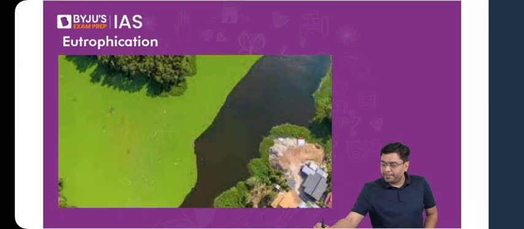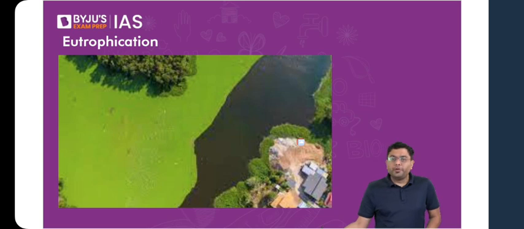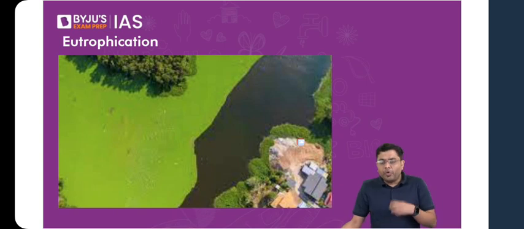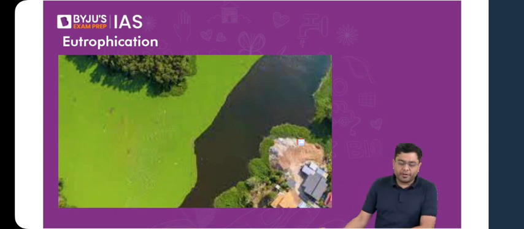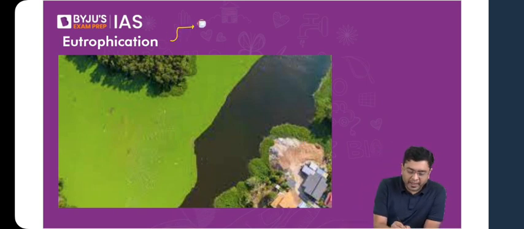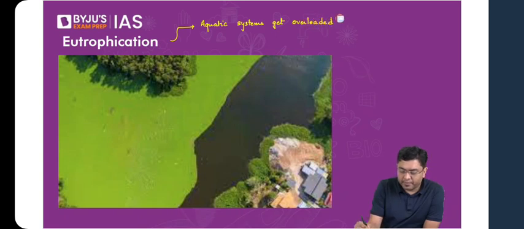Okay. So now we come to the portion of eutrophication. Eutrophication is a process by which any aquatic system is overloaded by nutrients. Whenever you have an overloading by nutrients, that is the process which is referred to as eutrophication. So aquatic systems get overloaded with nutrients. And which nutrients generally are found to be overloading the aquatic systems?